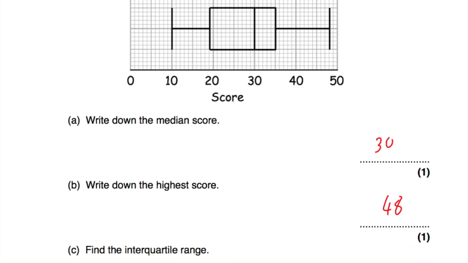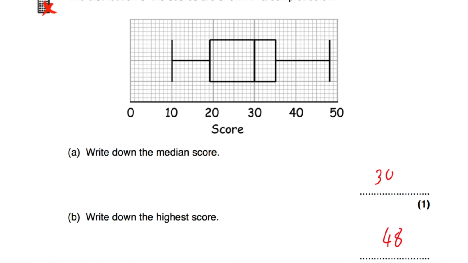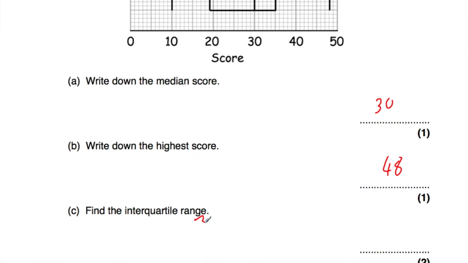And then part C says find the interquartile range. So the interquartile range is what we get whenever we do the upper quartile, subtract the lower quartile. So the upper quartile is here at 35. The lower quartile is here at 19. So if we do 35 take away 19, that'll tell us the interquartile range, how far apart those two lines are, the lower quartile and the upper quartile. So 35 take away 19 is equal to 16. So the interquartile range is 16.